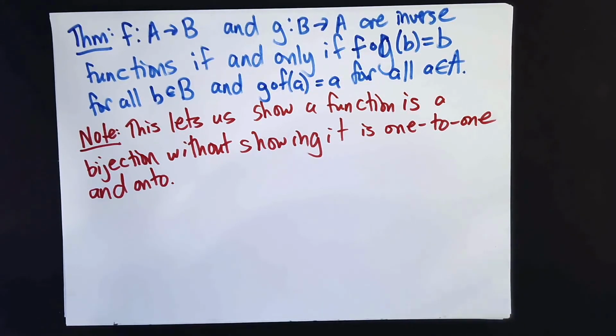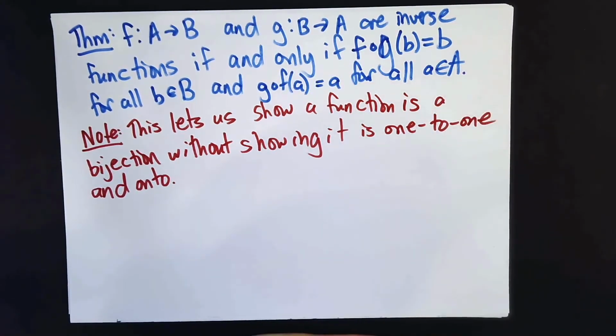So basically, just to summarize, what's the idea? Well, only bijections have inverses. And so the idea is to say, well, if you can show a function has an inverse, that tells you it's a bijection. It's the contrapositive of what we've been doing for the majority of today.